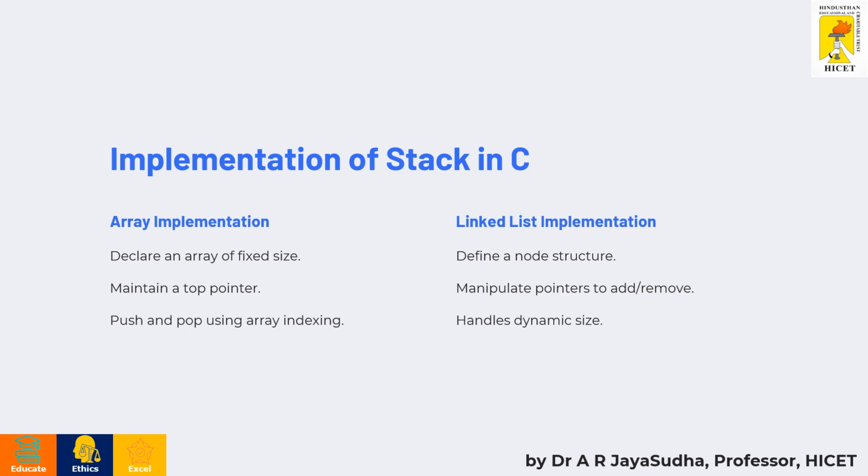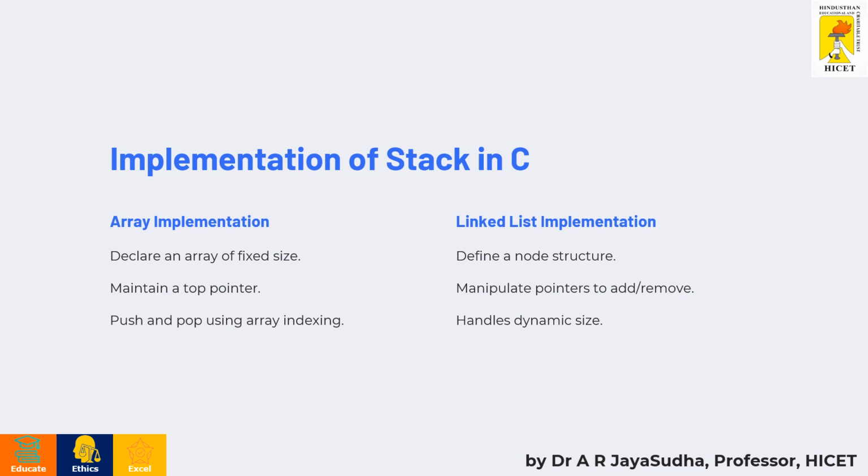The array implementation of a stack involves using a fixed size array to store stack elements. The array represents the stack's underlying data structure with elements arranged sequentially. Key points to be noted here: first, the array size. The size of the array determines the maximum capacity of the stack. It should be chosen carefully based on the expected number of elements and memory constraints. Next is a pointer, typically called a top pointer, which is used to keep track of the top element of the stack within the array.